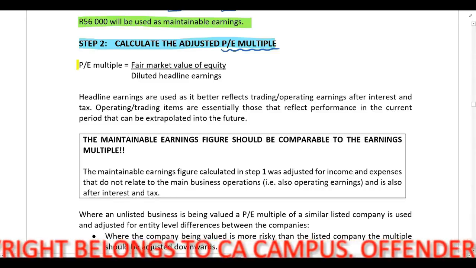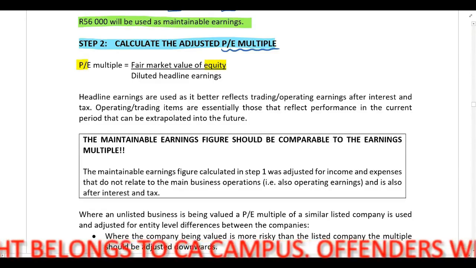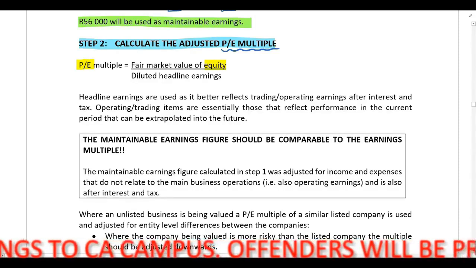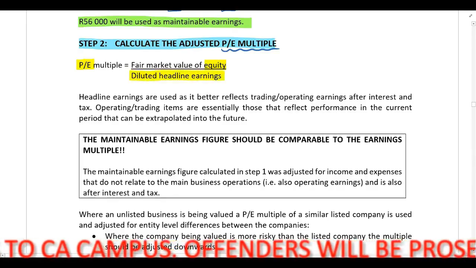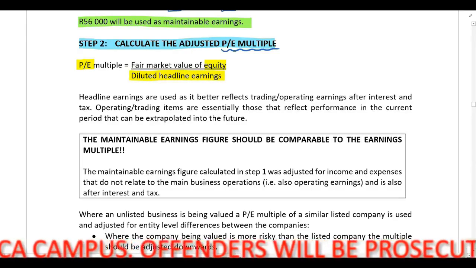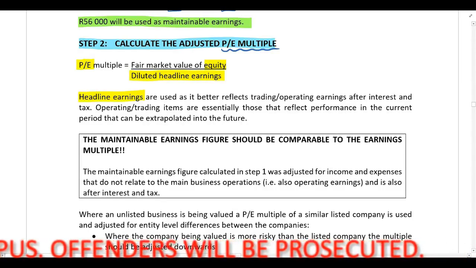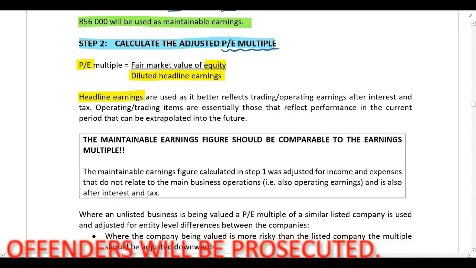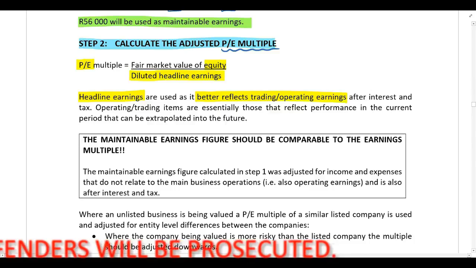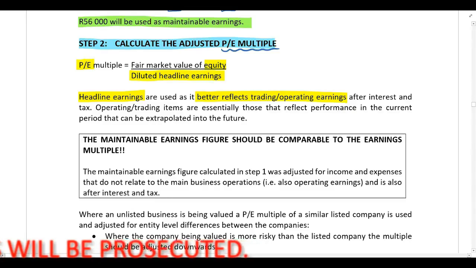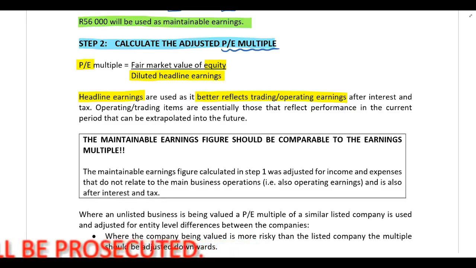We take our price or the value of equity and we divide by our earnings. And please note you are using diluted headline earnings in this calculation. Now, the logic behind why we use headline earnings is because headline earnings better reflect the trading or the operating activities of the company. So any unusual items or anything that is not operating in nature has been excluded.